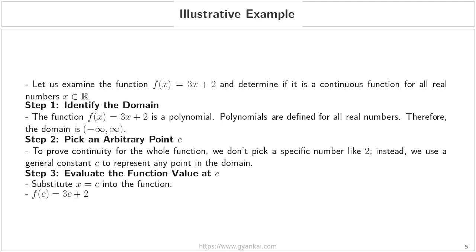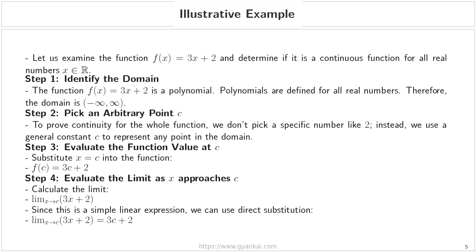In step 3, we evaluate the function value at this point c by substituting x with c in our expression. We find that f of c equals 3c plus 2. Step 4 is to evaluate the limit as x approaches c. We want to find the limit as x approaches c of 3x plus 2. Because this is a simple linear expression, we can use direct substitution, which results in 3c plus 2.